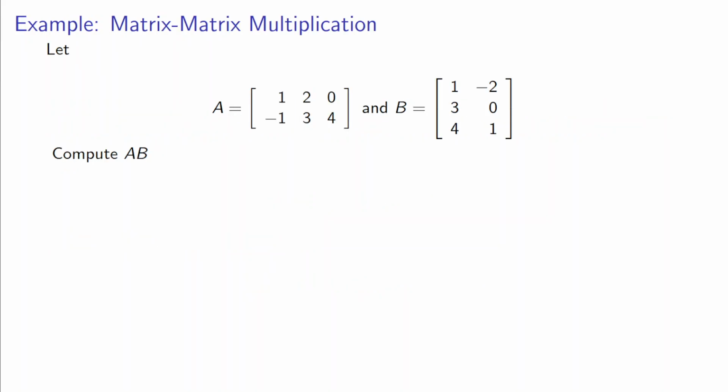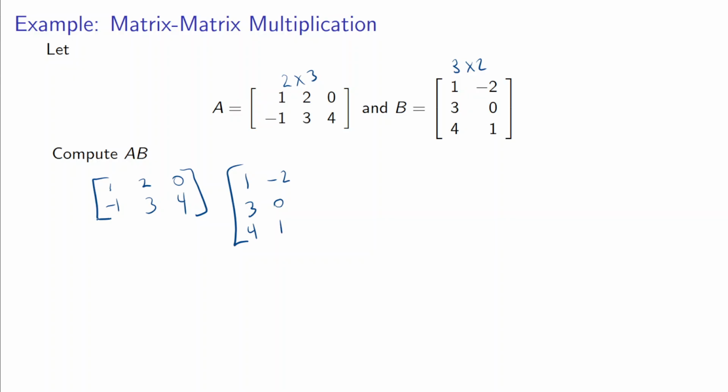So let's look at an example here. Suppose A is the matrix 1, 2, 0, negative 1, 3, 4, and B is the matrix 1, negative 2, 3, 0, 4, 1. Notice here that A is a 2 by 3 matrix and B is a 3 by 2 matrix. And let's look at their product. So we've got A times B. Just rewrite that out here.